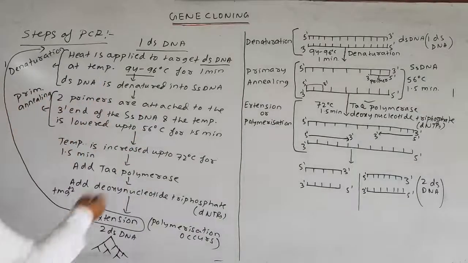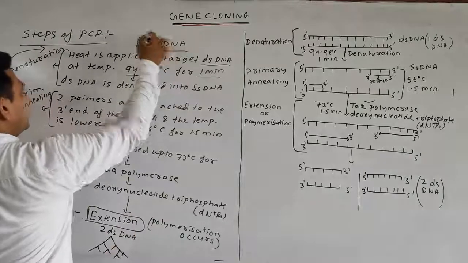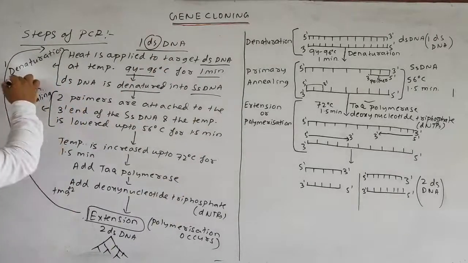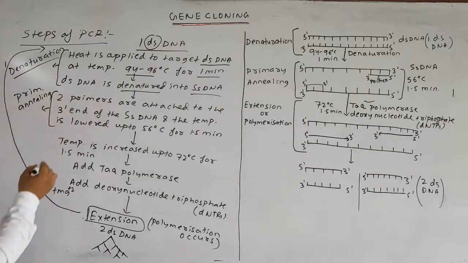So next, for how much time? For 1 minute, by which the double stranded DNA will be denatured into single stranded. This is up to your denaturation. Simple. Then we can say the primary annealing. This one is up to your extension.